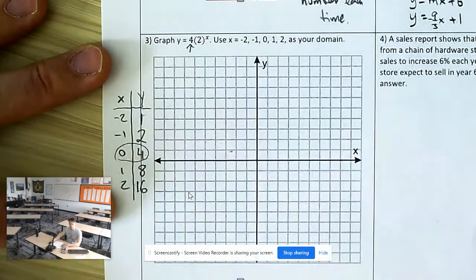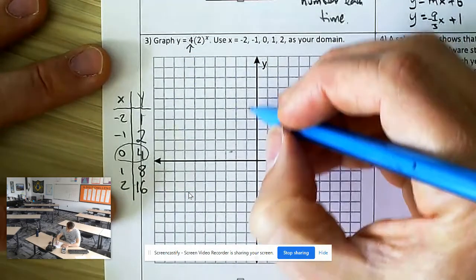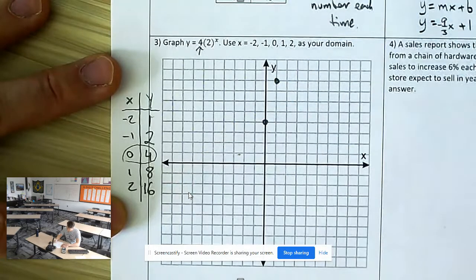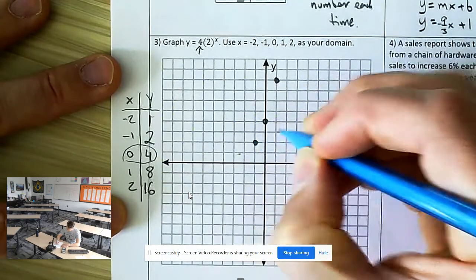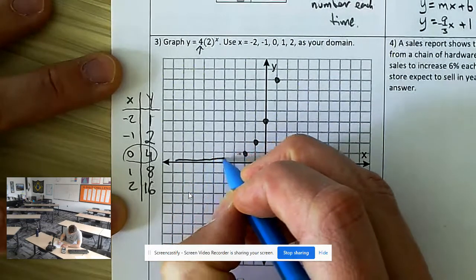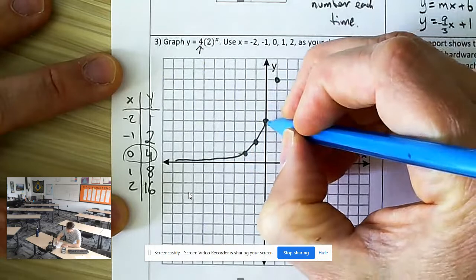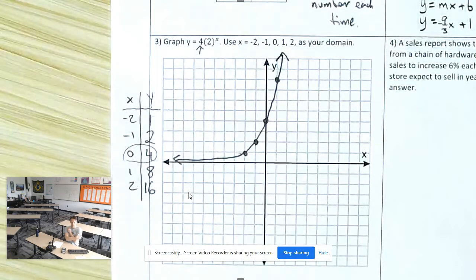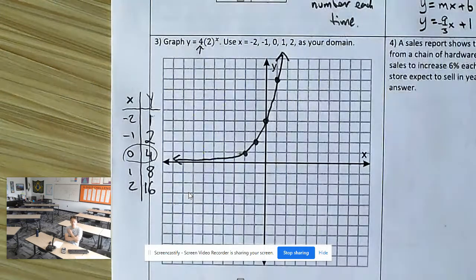You see that? So let's graph it. So 0, 4 is going to be here, 1, 8 is going to be here, 2, 16 is off of the graph, -1, 2, -2, 1. And so this graph is going to make a curve like this. It's an exponential growth curve. It's never going to go below the x-axis, and it's going to go up steeply forevermore.